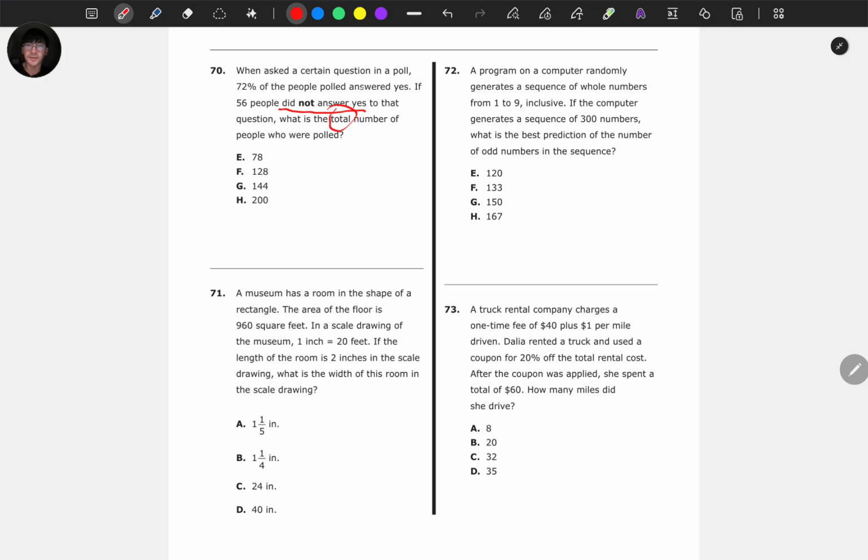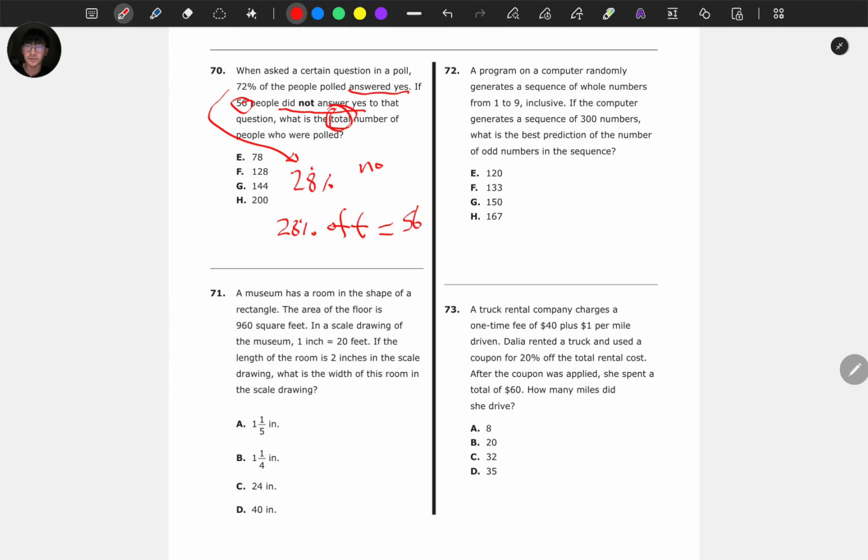72% of the people answered yes, right? So that means that the remaining percent, which is 28%, said no, right? 28% of what? We don't know the total, right? So let's call that total T, right? So if I say 28% of T, do we know what that is? Yeah, 56. So that's an equation.